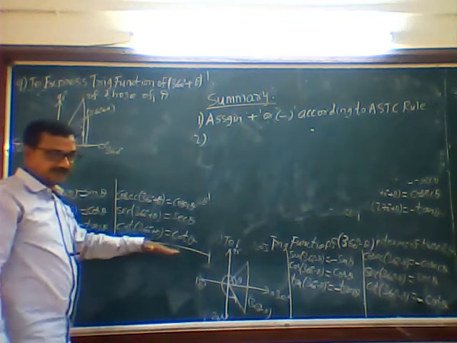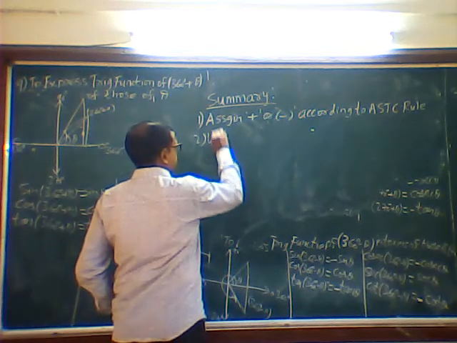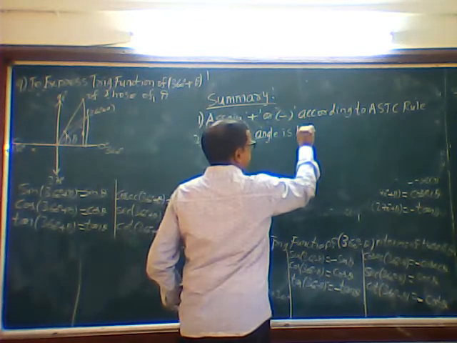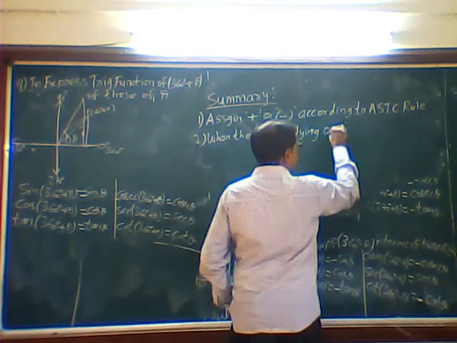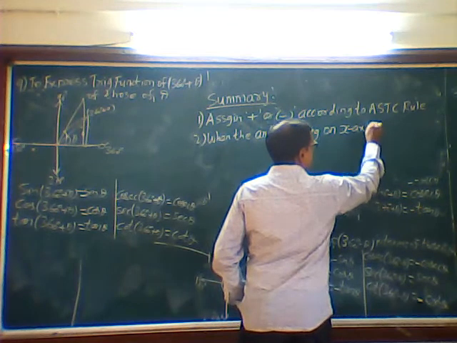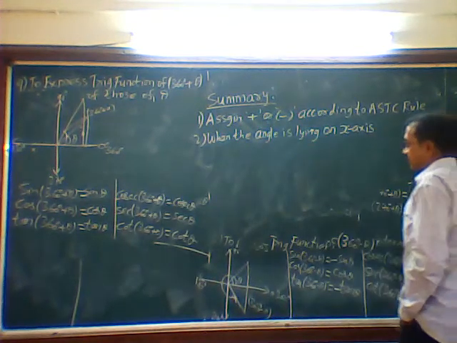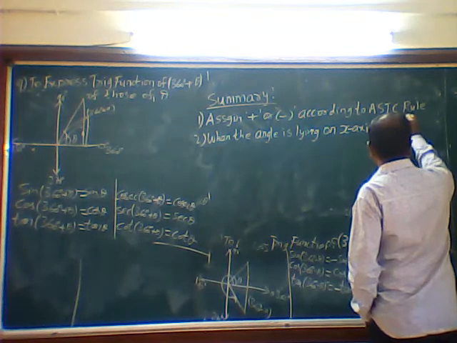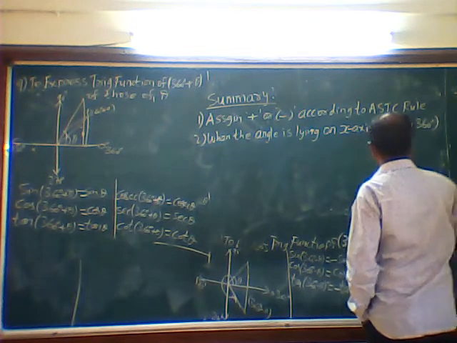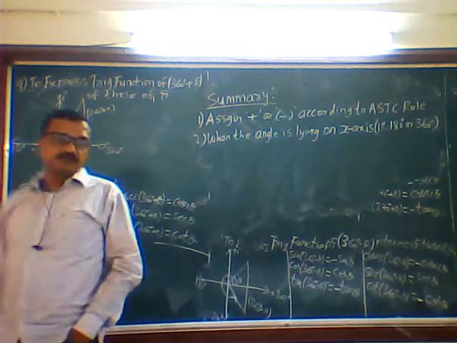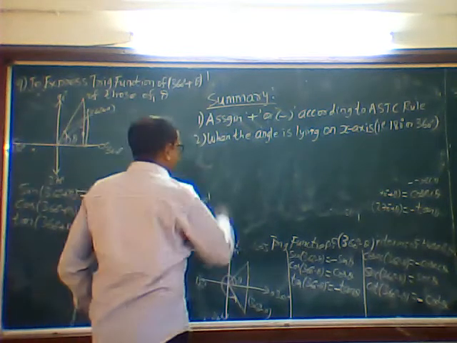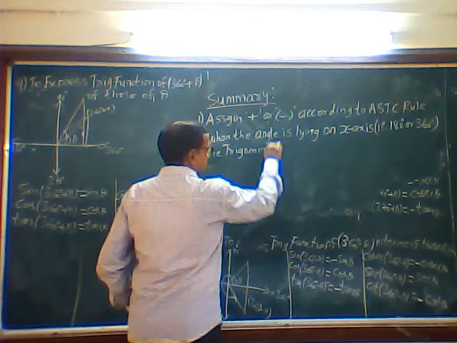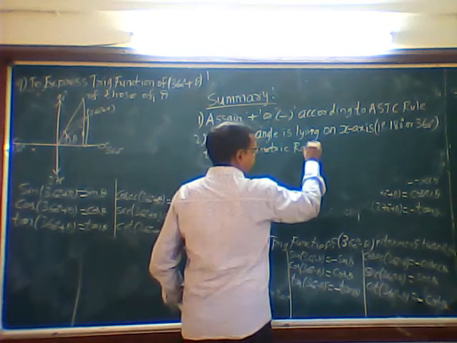Then the second point I will write. I will start with the x-axis, then I will write the y-axis. When the angle is lying on the x-axis, which are the angles I have written, 180 degree or 360 degree, the trigonometric ratio remains the same.